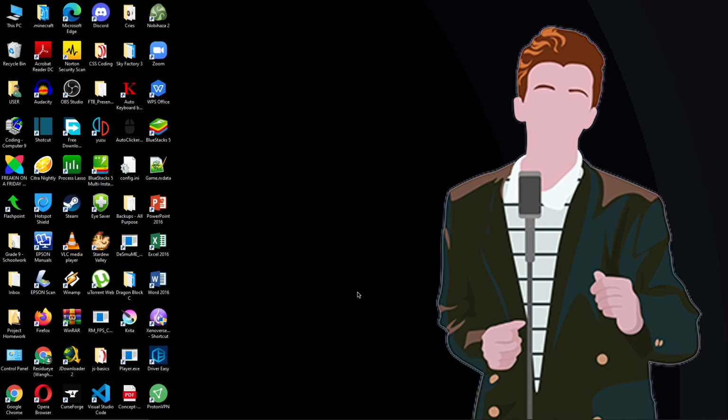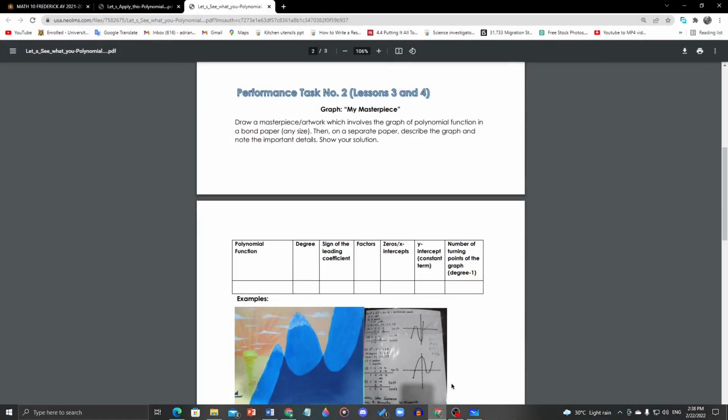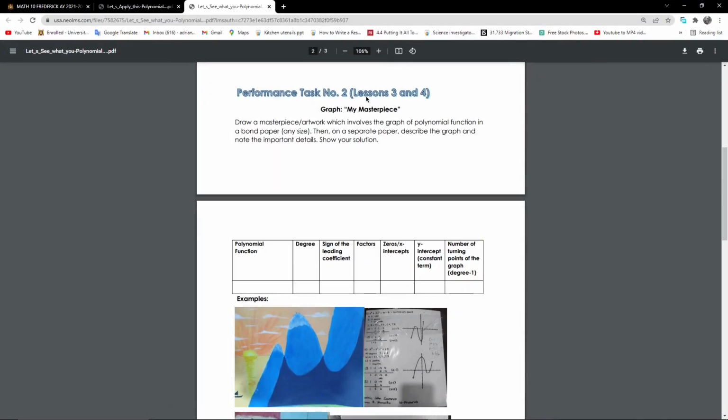This time, we're going to be talking about performance task number 2, lessons 3 and 4 in math, graph my masterpiece. So, as it says here, draw a masterpiece or an artwork which involves the graph of a polynomial function in a bond paper, any size, or you can do this in digital as well. Then on a separate paper, describe the graph and note the important details.